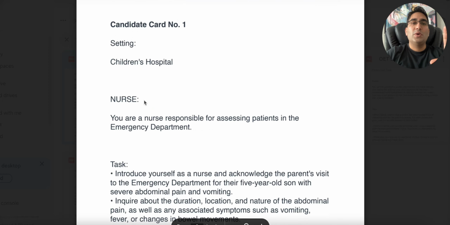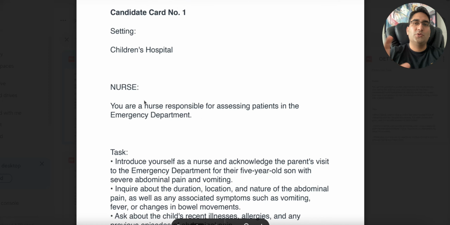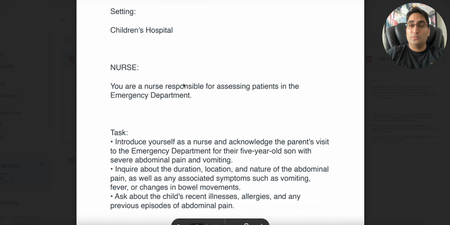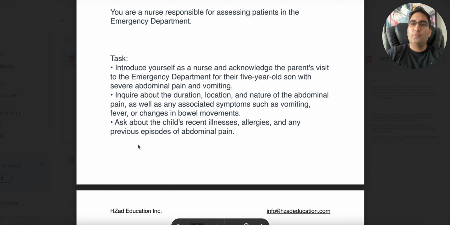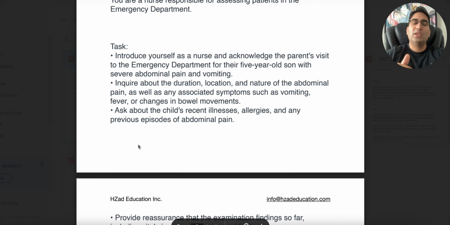You will do this candidate card. This is your role because remember, you're the healthcare professional. Since this is OET nursing and the same rules apply for any other OET field, you will be given your occupation as well as what you represent and your task. The tasks will have bullet points, and these bullet points will tell you what questions you should ask and how you should manage this conversation.